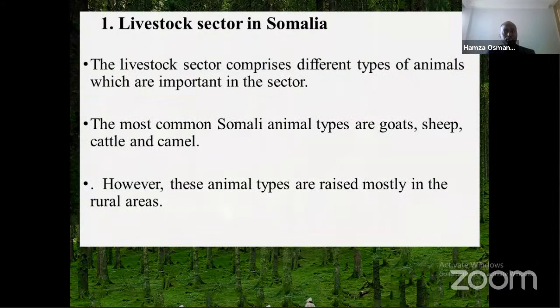The livestock sector comprises different types of animals which are important in the sector. The most common Somali animal types are goats, sheep, cattle, and camel. However, these animal types are raised mostly in the rural areas. Despite the conflict and instability that has been witnessed in Somalia over the past 2 decades, the livestock sector has continued to be the main economic activity.